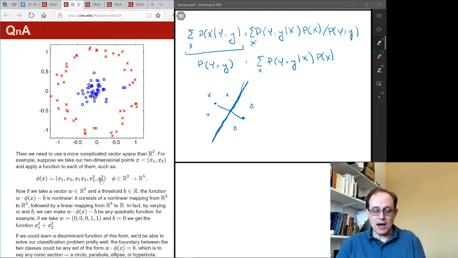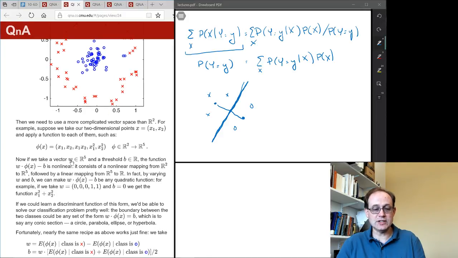Now, let's suppose that in R5 we try and learn a linear discriminant. That means that we take a vector w that's in R5 and a threshold b that's a real number, and we look at the function w dot our R5 vector, which is phi of x, x being our original vector, so w dot phi of x minus b. This is not a linear discriminant, at least not in terms of x, but it is a linear discriminant in terms of phi of x. So it's a nonlinear mapping from x, which is R2, up to phi of x, which is in R5, followed by a linear mapping from R5 to R.